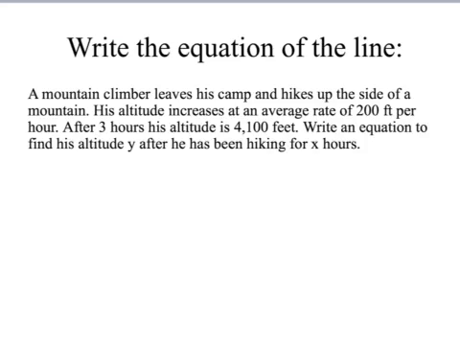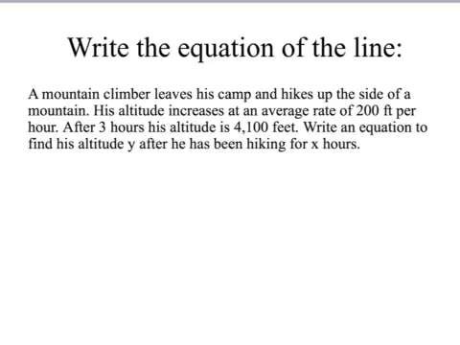Alright, write the equation of the line. A mountain climber leaves his camp and hikes up the side of a mountain. His altitude increases at an average rate of 200 feet per hour. After 3 hours, his altitude is 4,100 feet. Write an equation to find his altitude y after he has been hiking for x hours.